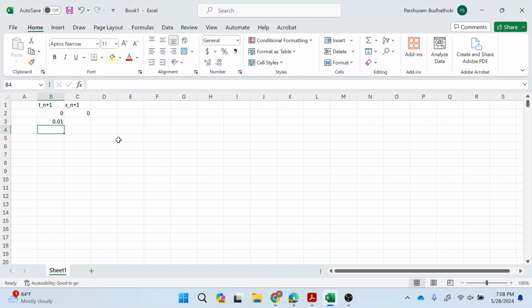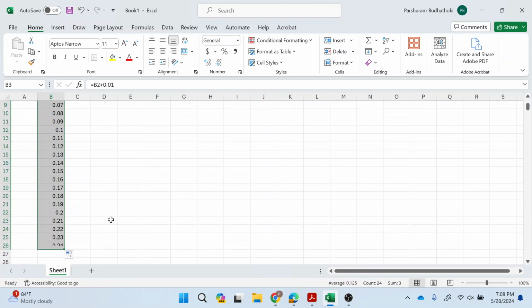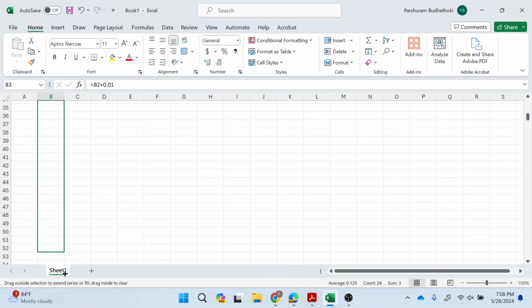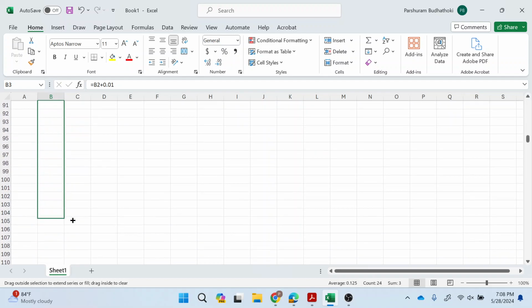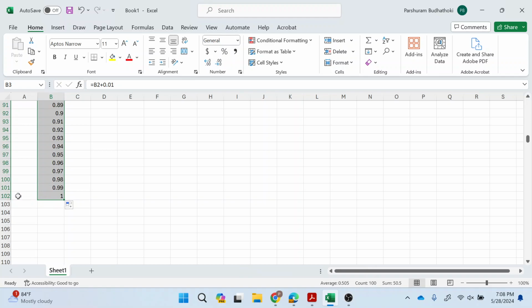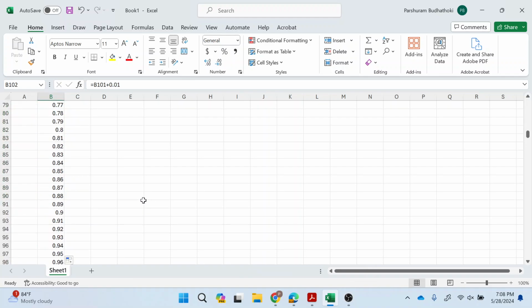Now you have to scroll down until you get the last point, which is 1. You have to keep going down, and there are 100 different subintervals, so you have to go up to 100. Because we started at the second cell, you are going to get that value at 102 points. So these are the values of t.